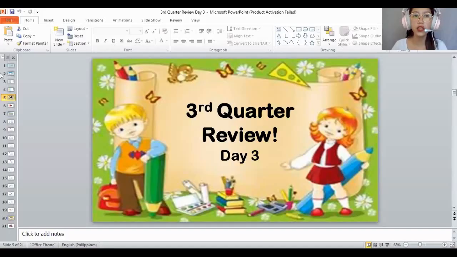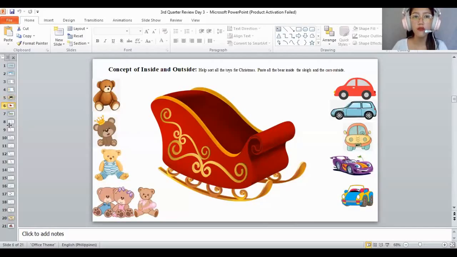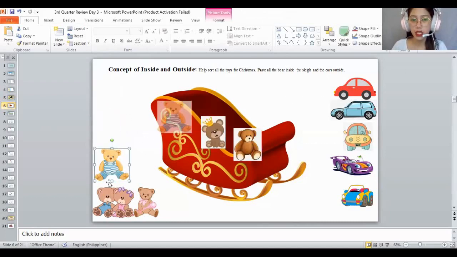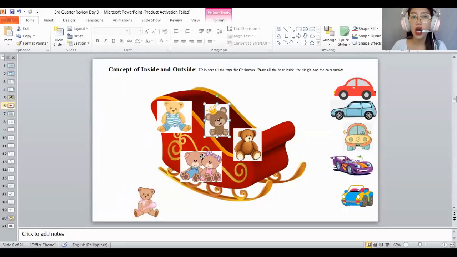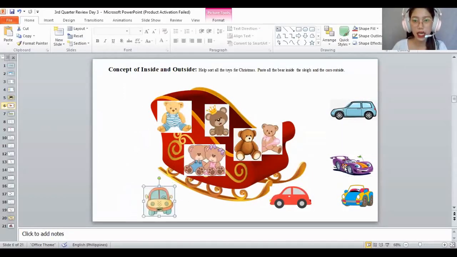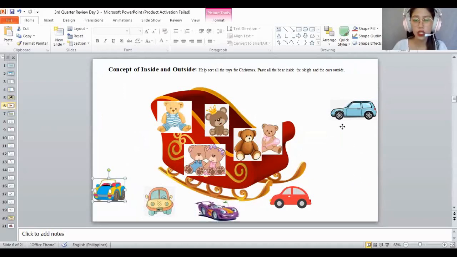And let's look at what worksheets there are. Okay, again, this is the third quarter review, day three. The first one is the concept of inside and outside. Let's sort all the toys for Christmas. Let's paste all the bears inside the sleigh, while the cars are on the outside of the sleigh. Okay, let's paste all the cars.